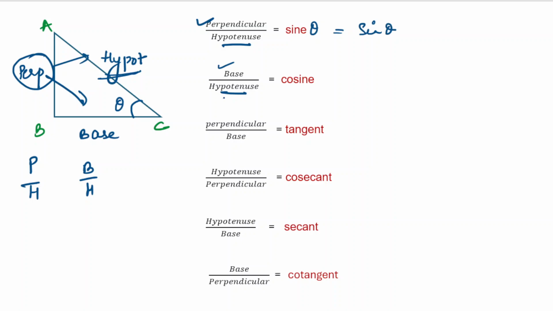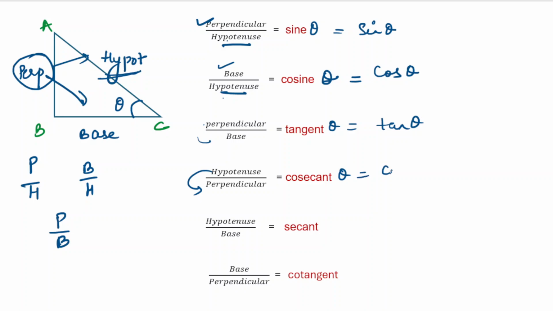And base upon hypotenuse is known as cosine theta, which we can write as cos theta. Now we are taking perpendicular upon base. We have taken perpendicular upon hypotenuse, now perpendicular upon base. It is known as tangent theta, which we write as tan theta. Now we take the opposite of this: hypotenuse divided by perpendicular. It is known as cosec theta, which we can write as cosec theta.